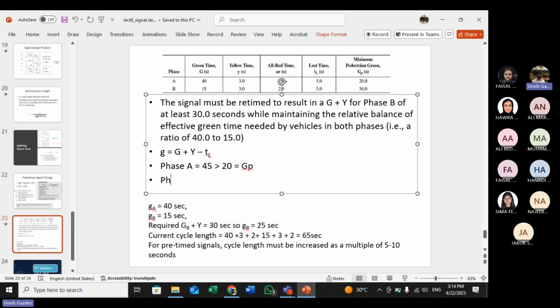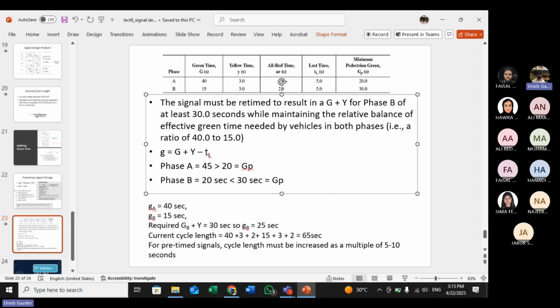For phase B, green is 15, plus 3 plus 2, so it is 20 seconds. And it is less than the pedestrian time, which is 30 seconds. So adjustment is required in phase B.